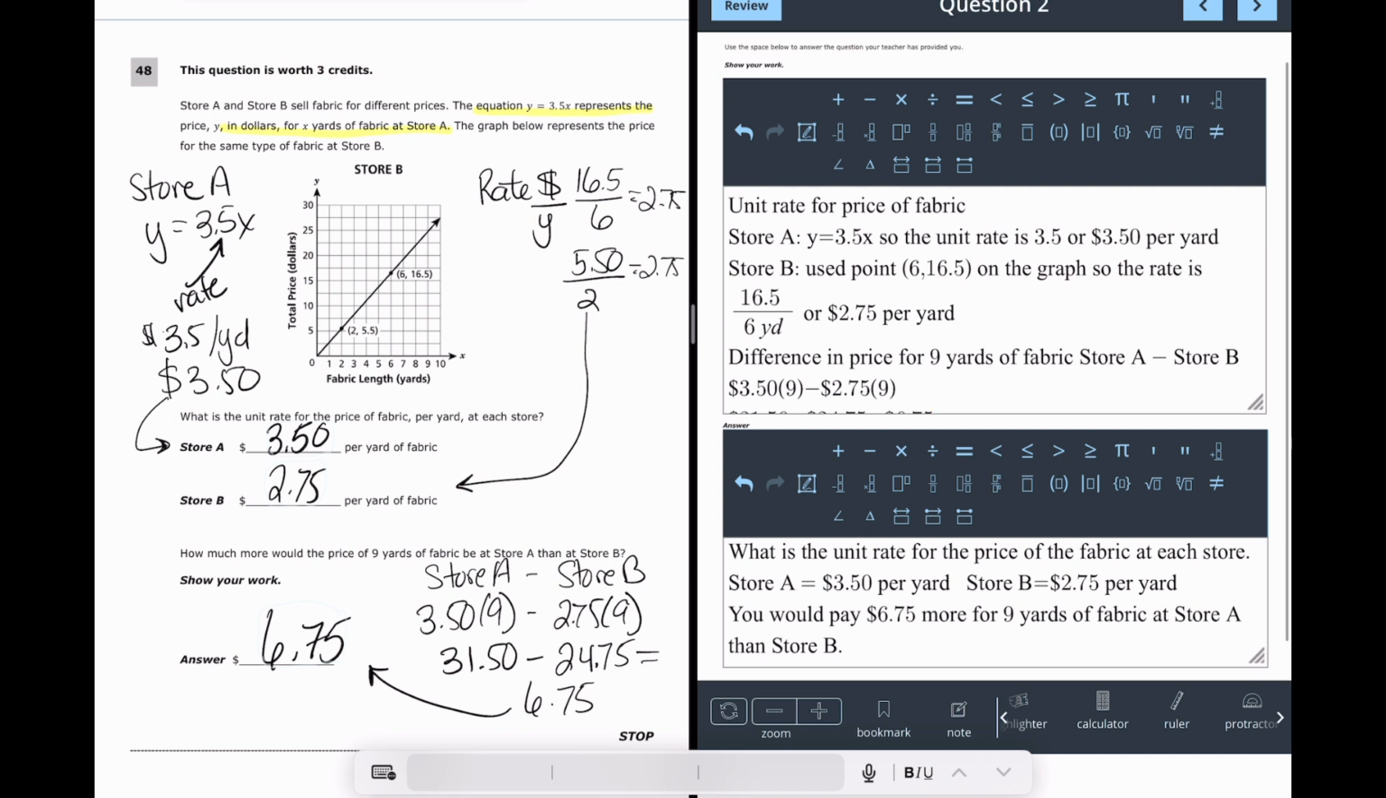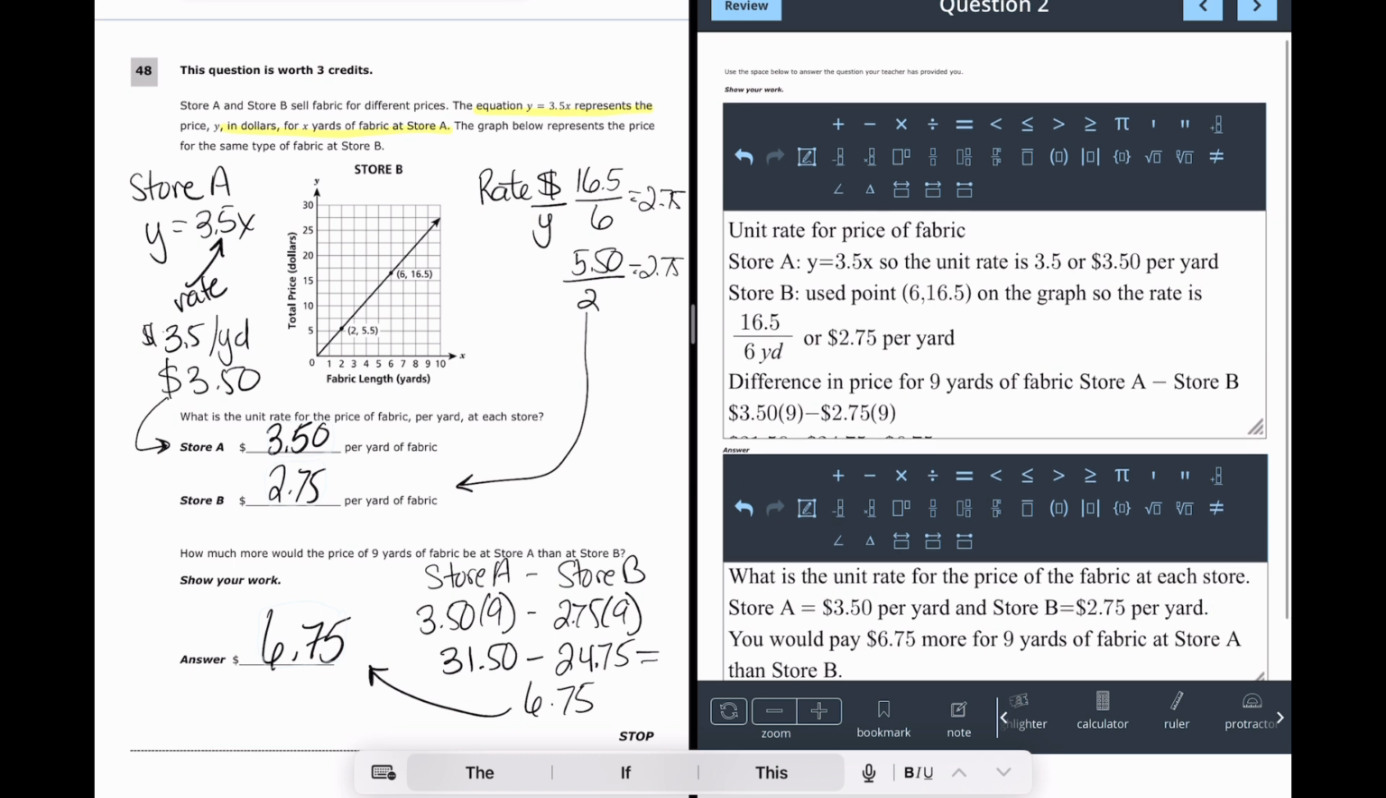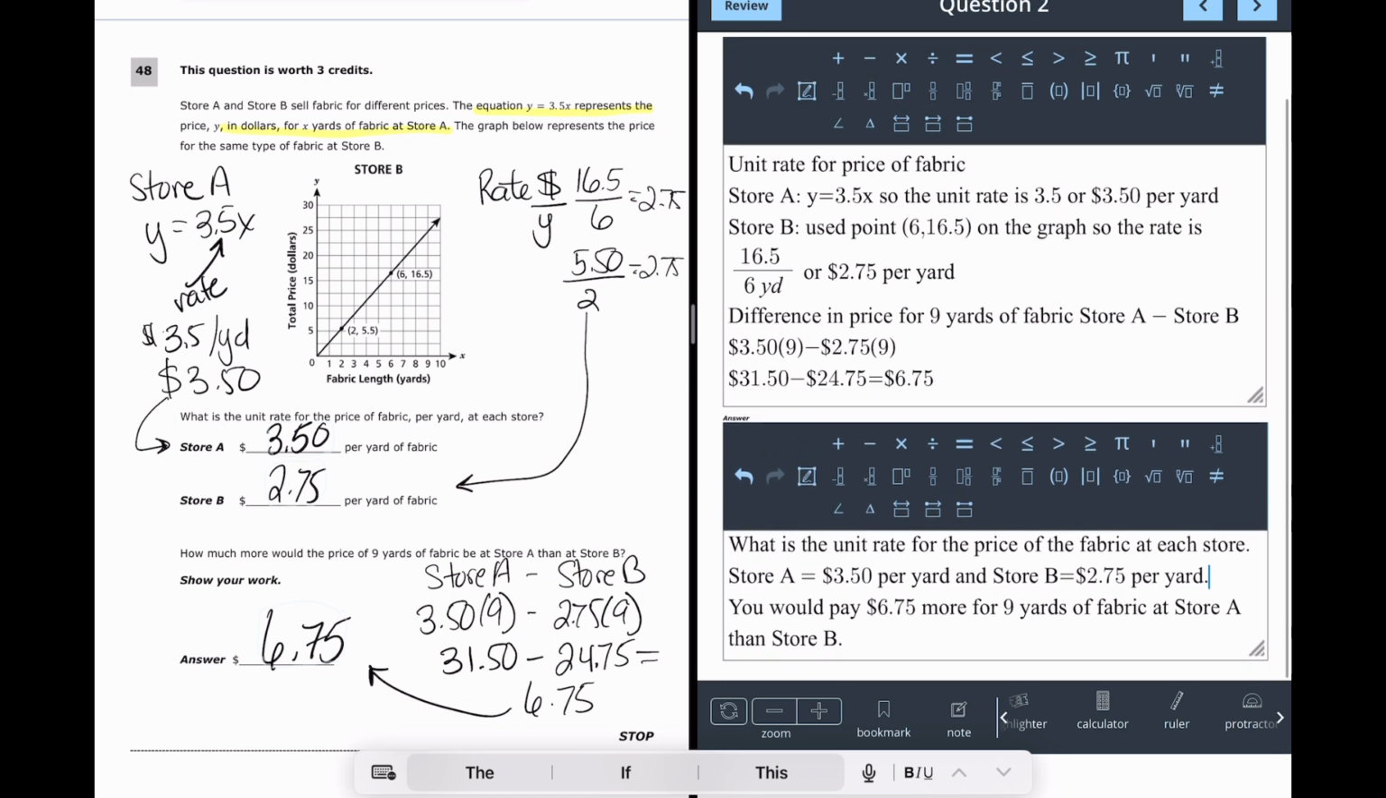What is the unit rate for the price of fabric at each store? Store A is $3.50 per yard, and store B is $2.75 per yard. Done. You would pay $6.75 more for 9 yards of fabric at store A than store B. I've answered both questions. So now let's look at the show your work part.